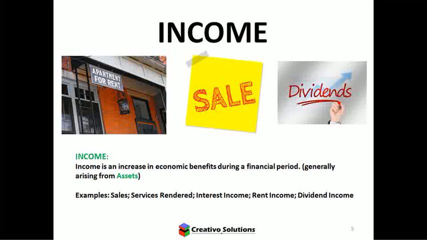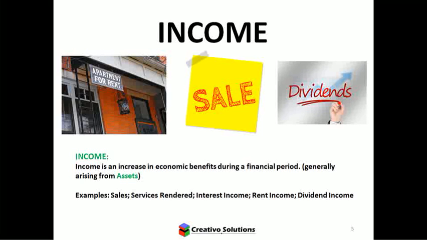Sales could be an example. If I'm selling goods, I'm going to be generating income. There's an increase in benefit. The more I sell, the more benefit we derive. Services can be rendered. So if I'm rendering a service, that's also a way to generate income because you're creating value and you're deriving an increase in benefit.